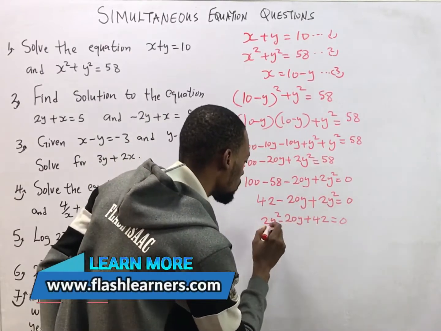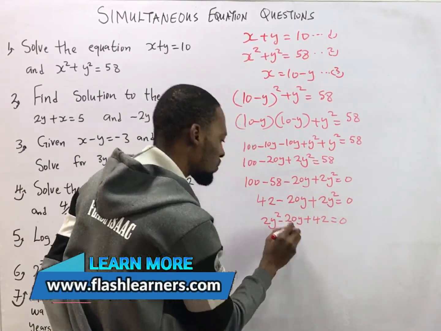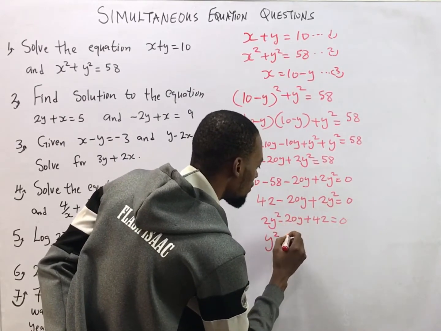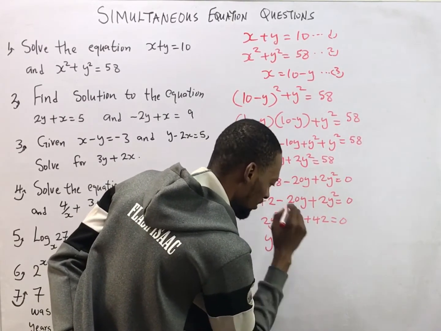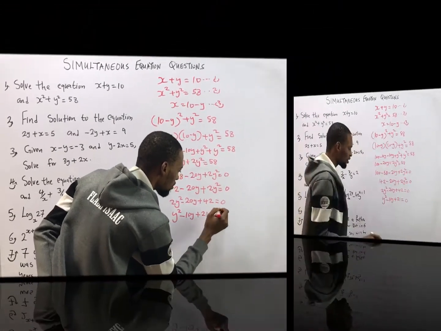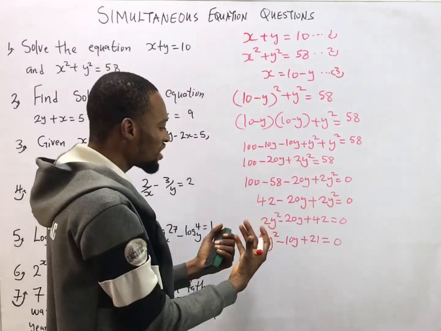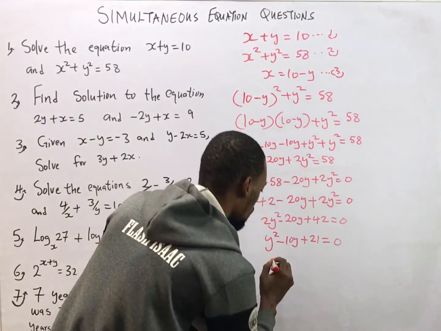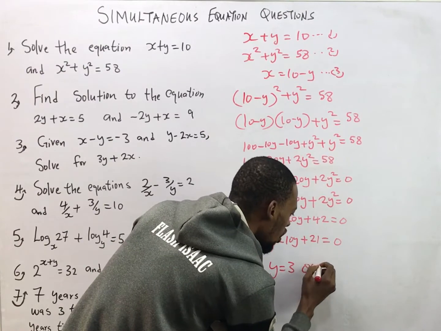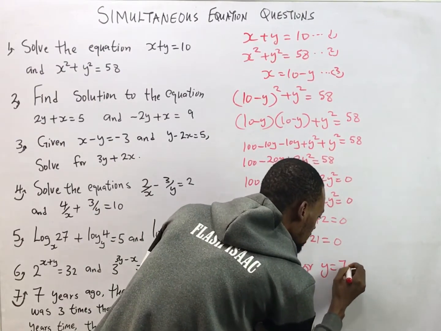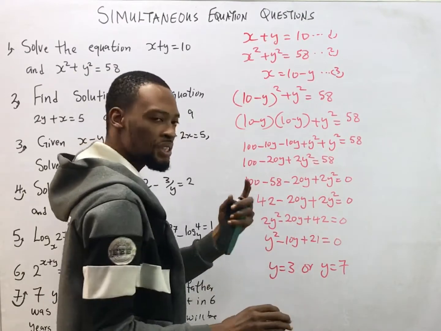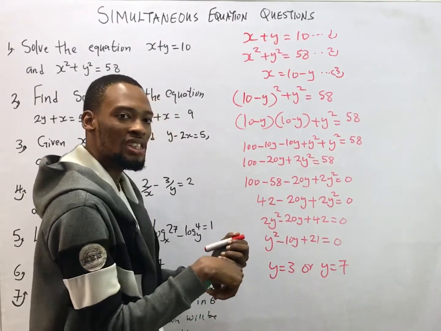Dividing everything by 2, 2y squared divided by 2 gives y squared, minus 20 divided by 2, gives minus 10y, plus 21 is equal to 0. Solving this quadratic equation, y is equal to 3 or y is equal to 7. I assume you also know how to solve a quadratic equation. If you still don't know, the link is also in the description.